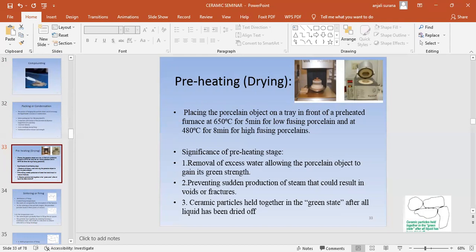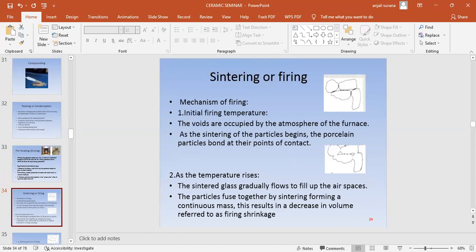The significance of the preheating stage: removal of excess water, allowing the porcelain object to gain its green strength, and preventing sudden production of steam that could result in voids or fractures. Then ceramic particles are held together in the green state after all the liquid has been dried off. Next comes sintering or firing temperature. So the mechanism of sintering, also the mechanism of firing. First is the initial firing stage. The voids are occupied by the atmosphere of the furnace.